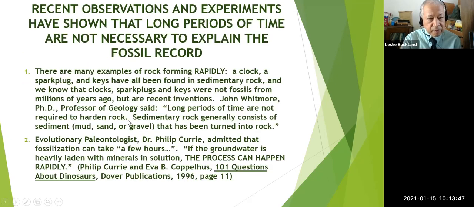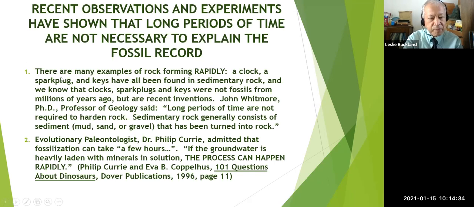We come now to something else but related. Recent observations and experiments have shown that long periods of time are not necessary to explain the fossil record. It is the evolutionists who say that in order for rocks to form, you need a long period of time. Or in order for coal or in order for oil to form, you need a long period of time. Well, here are some remarkable observations and experiments that show that this is not so.